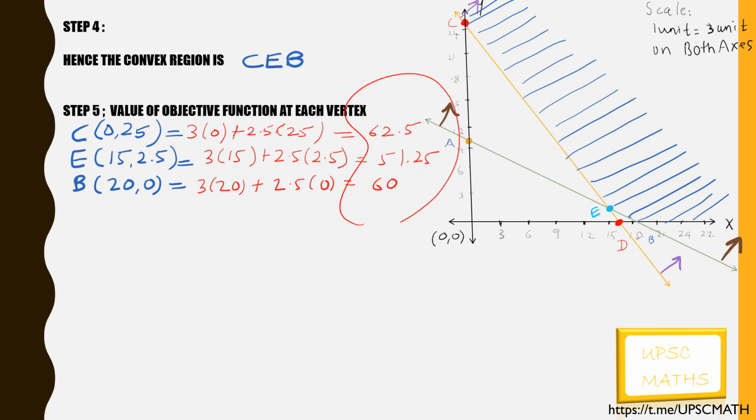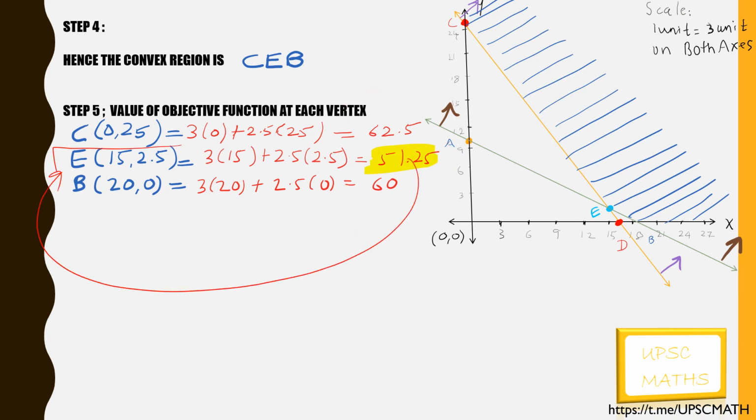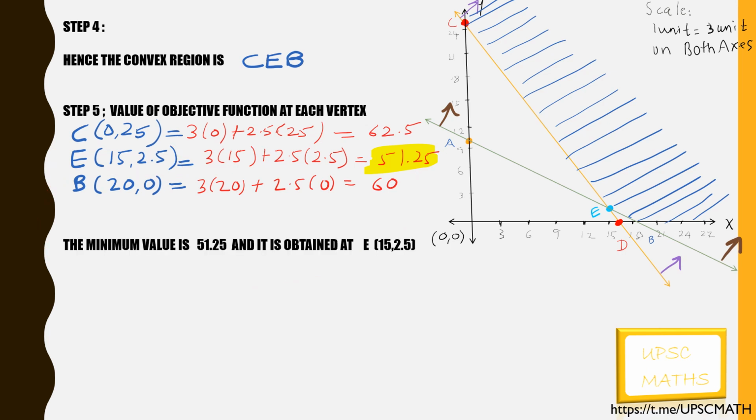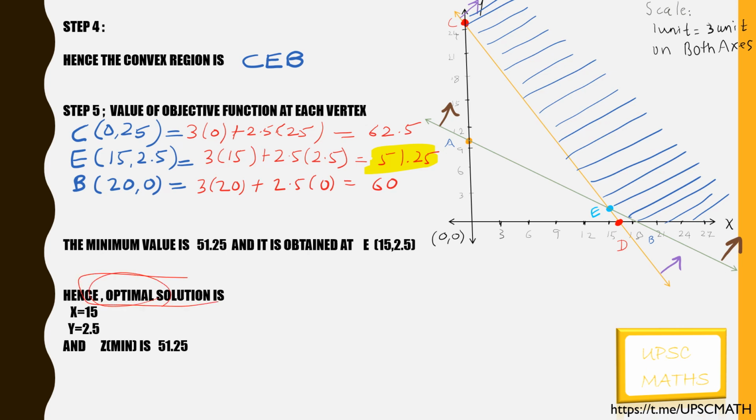Since this is a minimization type of sum, we have to consider the least value, which is 51.25 and obtained at E (15, 2.5). And the optimal solution is x = 15 and y = 2.5 and z min is 51.25.